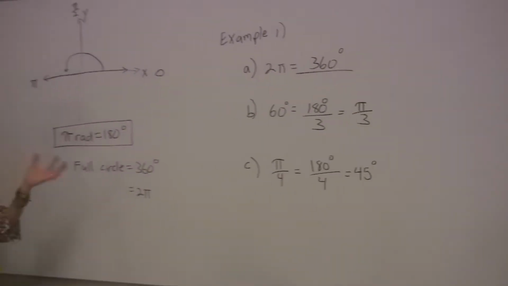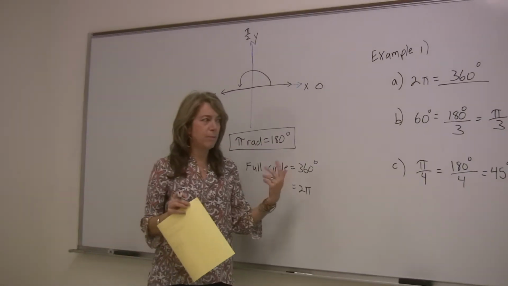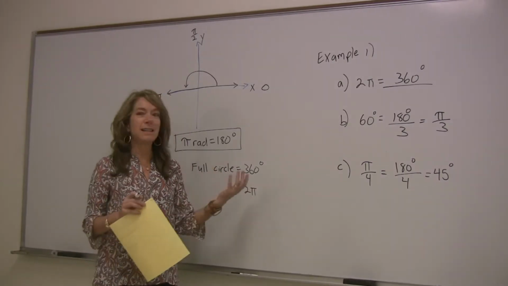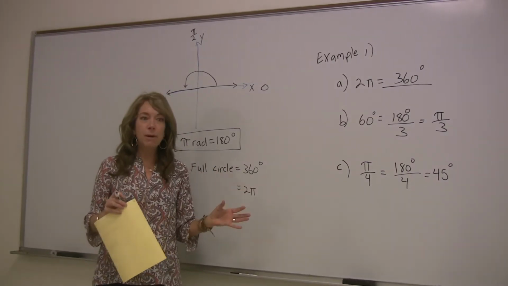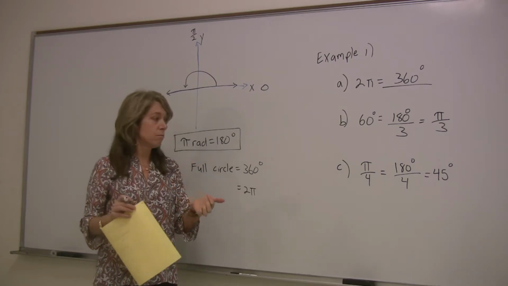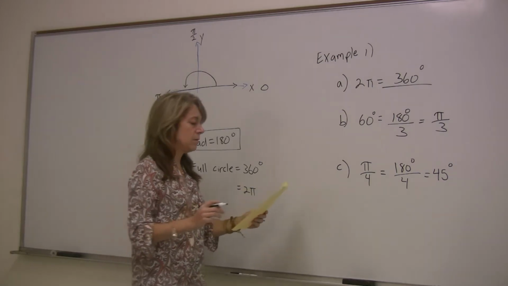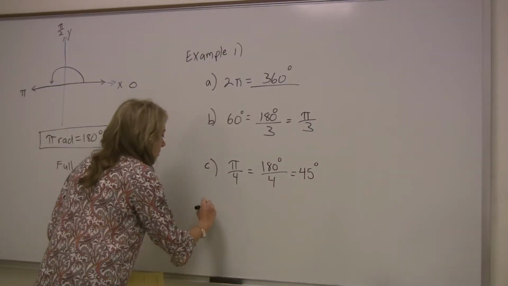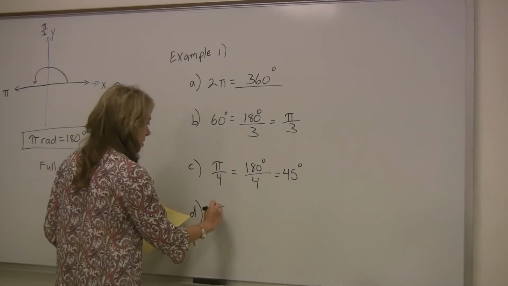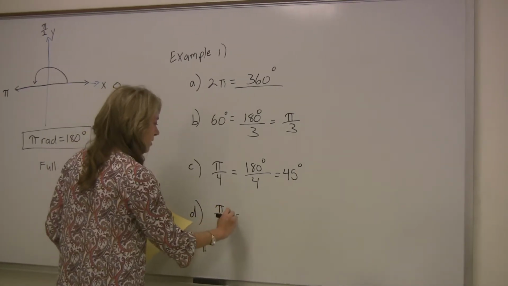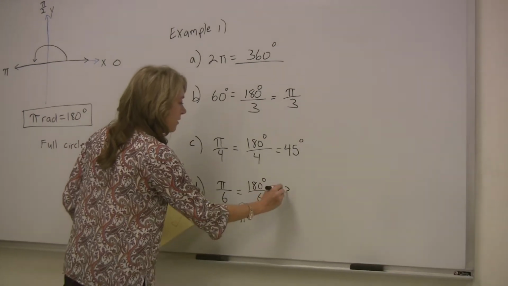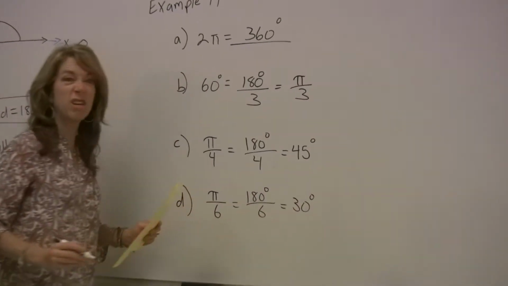If you convert them back and forth enough, you will memorize that pi over 4 is 45 degrees and pi over 3 is 60 degrees. But if you can't remember, just know how to switch from pi to 180 and do that little division. So what about the last one? We have pi over 6. We're going to make that 180 over 6. Do the division. 30 degrees.